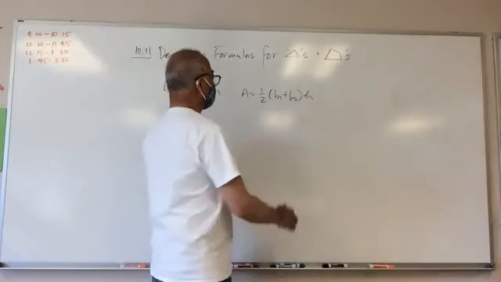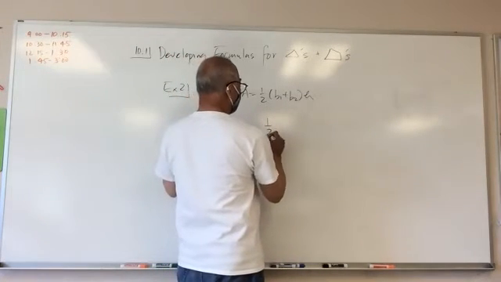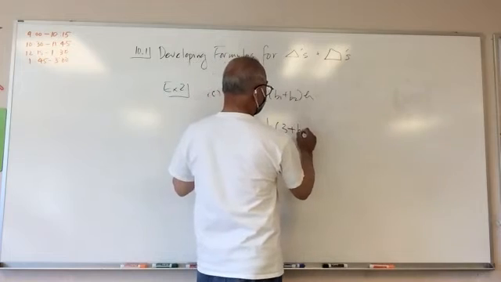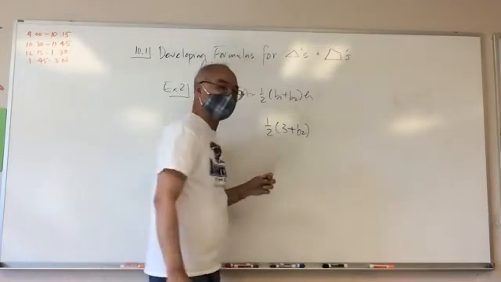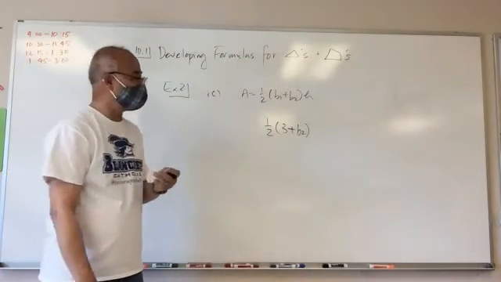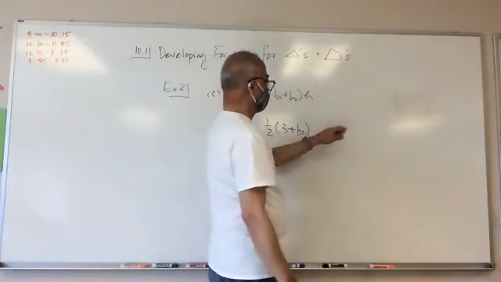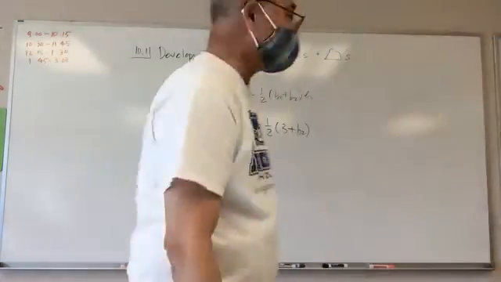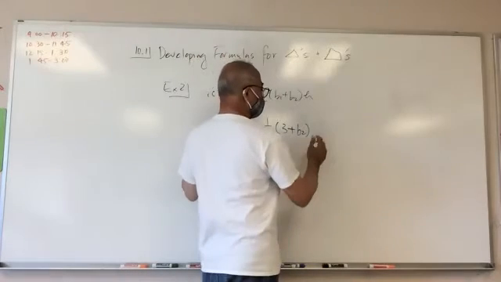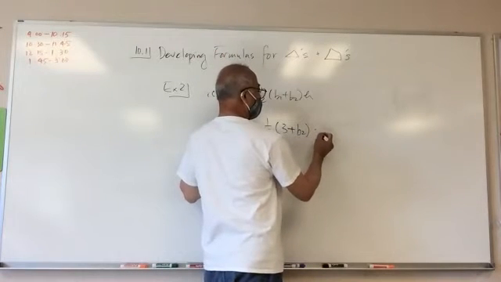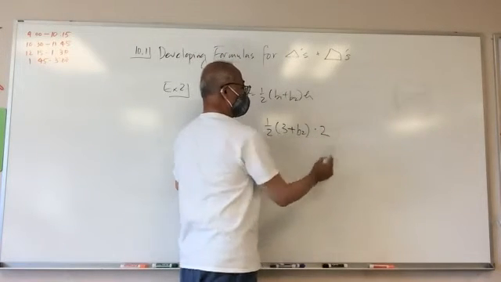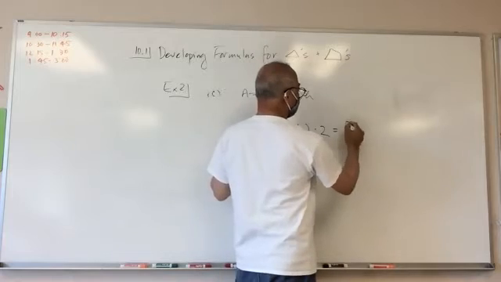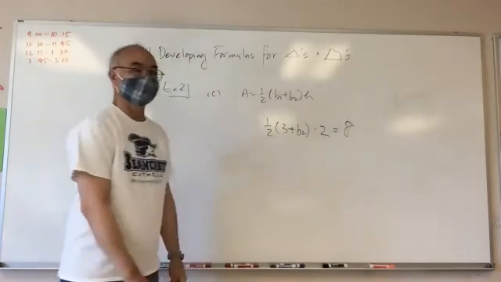It would be 3, right? So we have 1/2, 3 plus B2 times the height. What's the height? Kayla, continue on. What's the height? 8? No, that's the area, isn't it? What's the area? What's the height? Look at the picture. 2, right? And when I do this, the area is supposed to be 8.